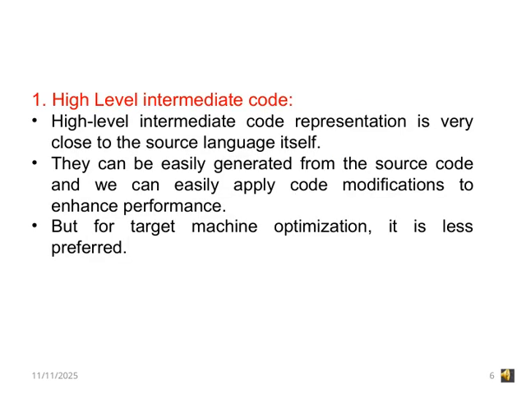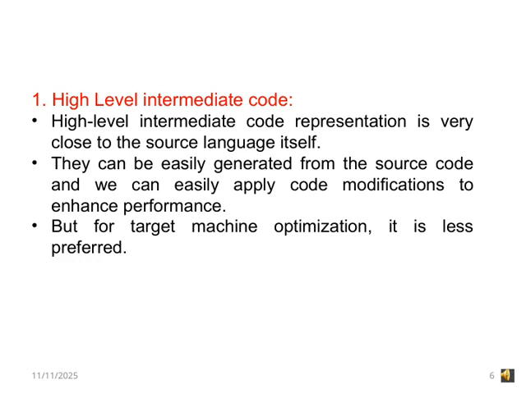Today, let's talk about high-level intermediate code. This type of code representation is very close to the source language itself, which makes it quite intuitive. Because of this similarity, generating it from the source code is straightforward, and it also makes applying code modifications to improve performance much easier. You can think of it as a convenient bridge during the compilation process. However, when it comes to optimizing for the target machine, high-level intermediate code isn't the best choice.